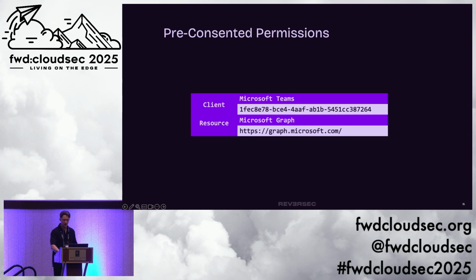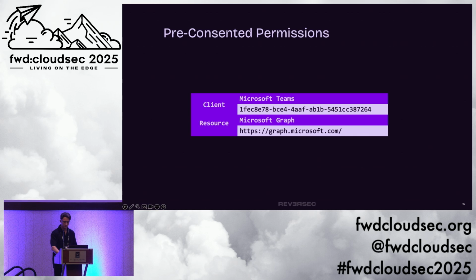So the definition then of a pre-consented permission is one that has already been approved or consented for by Microsoft for each of these first-party applications. And each of these first-party applications will have consent for different scopes to the Microsoft Graph resource. So like I say, these are permissions that would not require a user to have to consent to them each time.